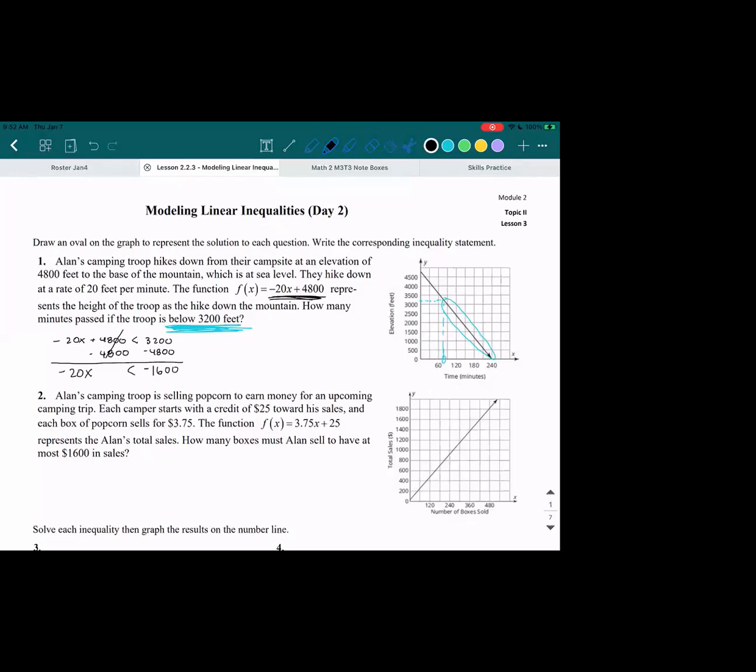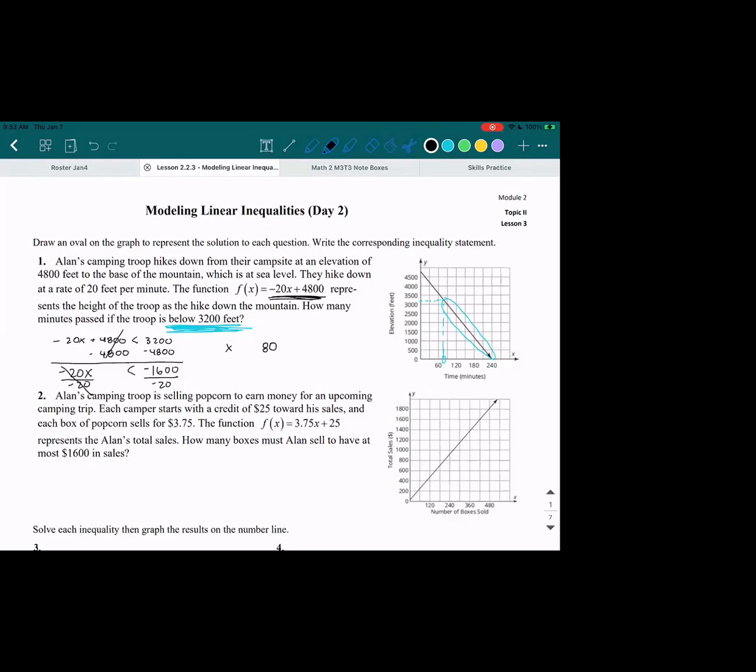All right, so then the next step is to get x by itself, we must divide by negative 20. We divide by negative 20 because right now x is being multiplied by negative 20. So the opposite of multiplying is dividing by negative 20. So divide by negative 20 on both sides. The negative 20s will cancel out with each other because they are opposites. We will be left with x. And then on the other side, we have negative 1,600 divided by negative 20. When you divide a negative by a negative, you will get a positive 80.